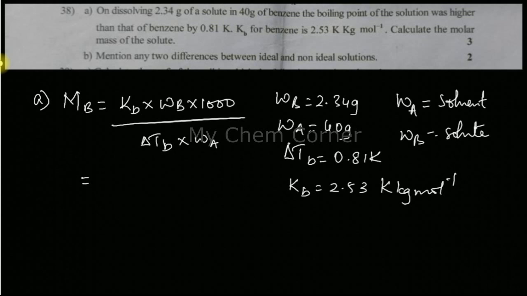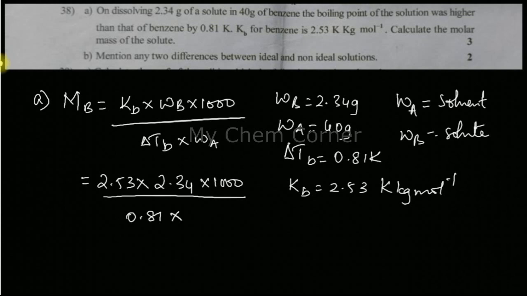So Kb is 2.53, then Wb is going to be 2.34 into 1000 divided by delta Tb is 0.81 into Wa is going to be 40. Now when we try to solve this, the final answer will come up to 182.72 gram per mole.